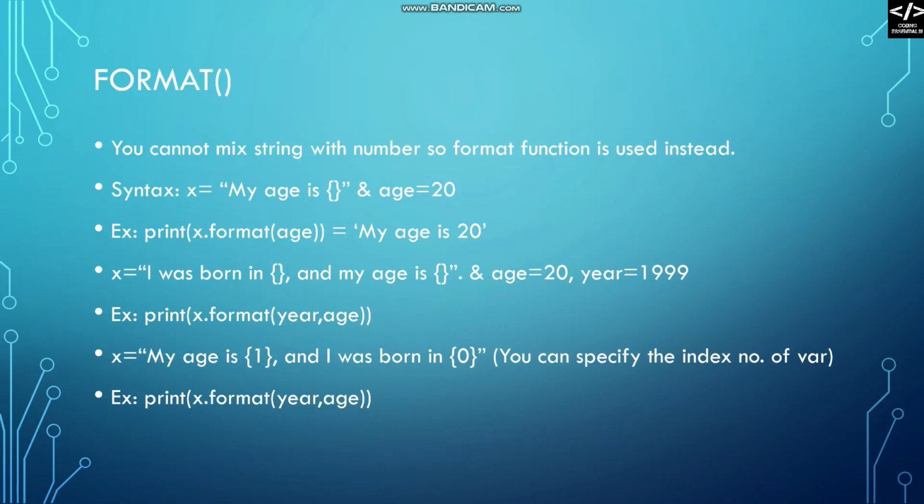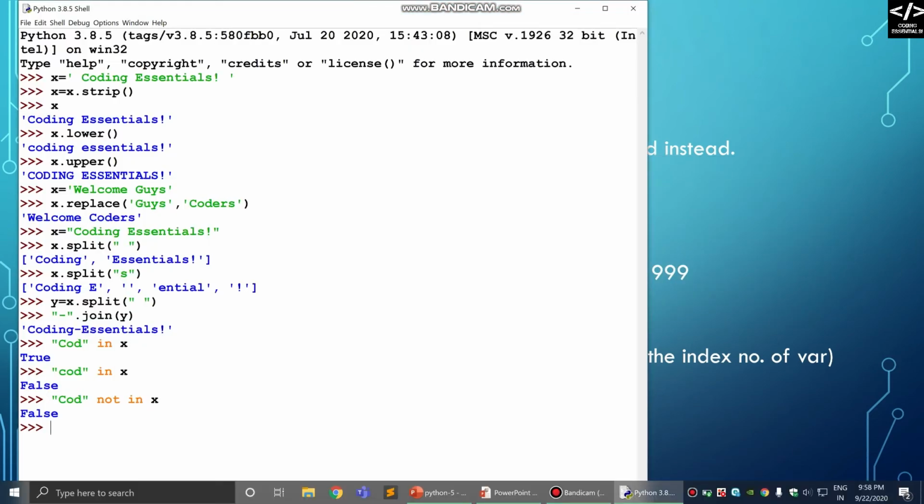Moving on to format. This is highly important because you cannot mix a string with a number. So you have to use the format function. For example, the syntax is x equals my age is, curly braces, and end the string, and we will assign age equal 20 and then write x dot format of age. So it will print my age is 20. Let me show you with an example.